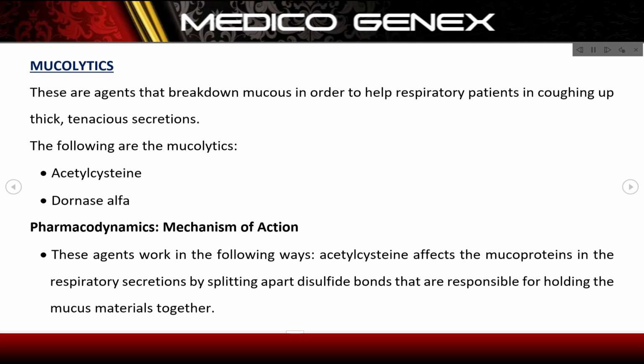Mucolytics. These are agents that break down mucus in order to help respiratory patients in coughing up thick, tenacious secretions. The following are the mucolytics: acetylcysteine, dornase alfa.